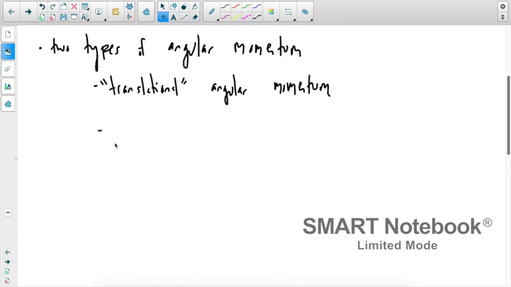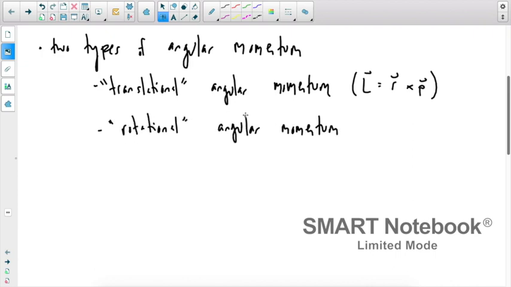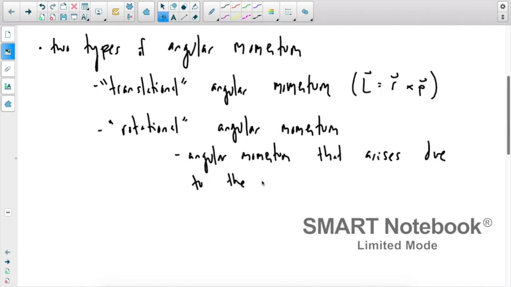So our first type of angular momentum was translational, governed by this equation. And our next type is rotational. In rotational angular momentum, we are concerned with the angular momentum that arises due to the rotational motion of extended bodies.